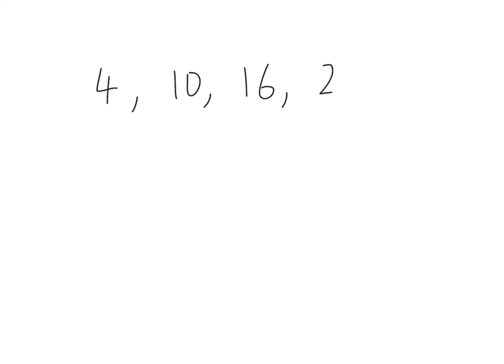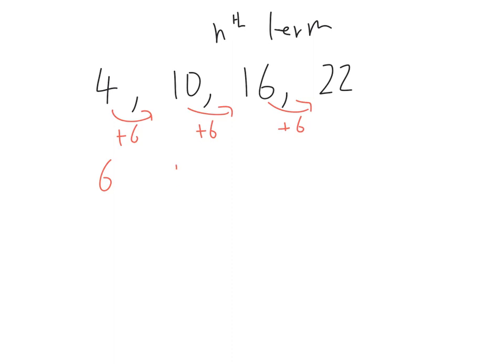Okay, so here we have 4, 10, 16, 22. And we have to find the nth term. That's what we're recapping. Step 1 is to spot the pattern. So it goes up in sixes, like the 6 times tables. The 6 times tables would be 6, 12, 18, 24.